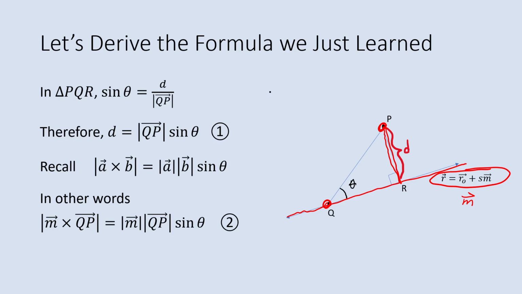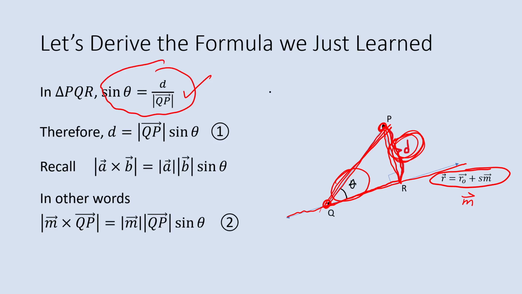Okay? Well, just looking very simply at this right-angled triangle that we have here, the right-angled triangle PQR, we can see that sine theta is obviously going to be equal to the opposite over the hypotenuse. In other words, sine theta will be equal to the distance that we're looking for over the magnitude of the vector QP. Okay? So multiplying both sides of this equation by the magnitude of the vector QP, we get that the distance we're looking for is equal to the magnitude of QP times the sine of theta. So we're just going to remember this right here. We're going to file it away. That's equation 1.